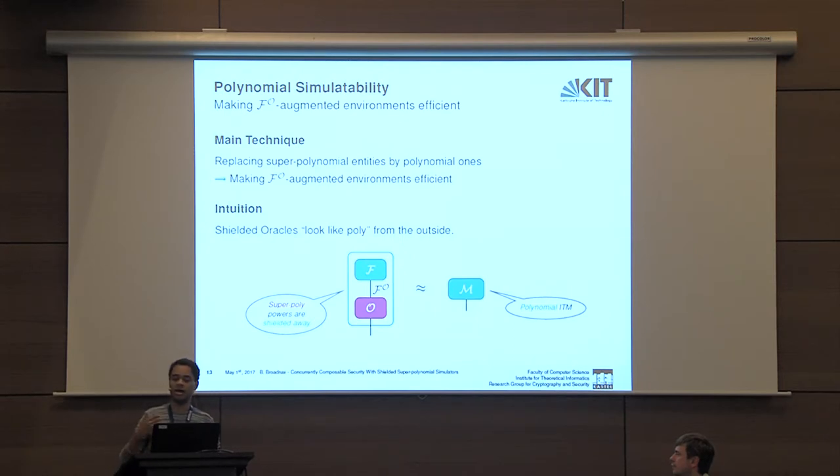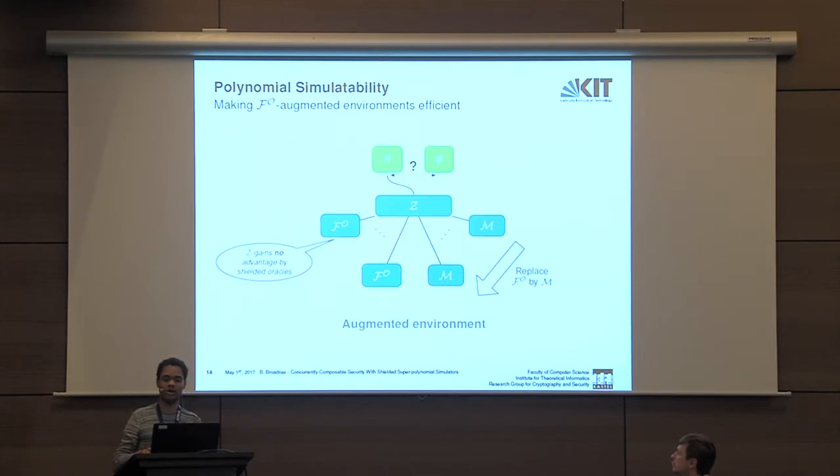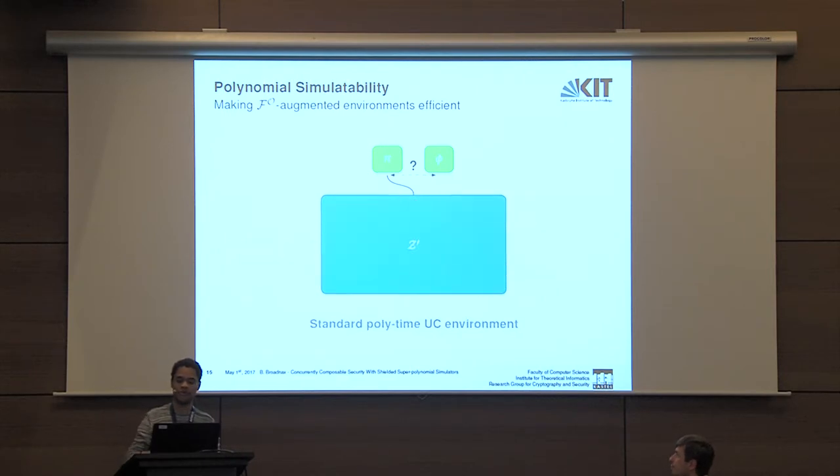The intuition behind this being that shielded oracles, in a way, look polynomial time from the outside, because all super poly powers are encapsulated or shielded away from the outside, and therefore, the functionality FO can be replaced by a polynomial time machine in such a way that an augmented environment does not notice a difference and can therefore be replaced by a fully polynomial time UC environment.